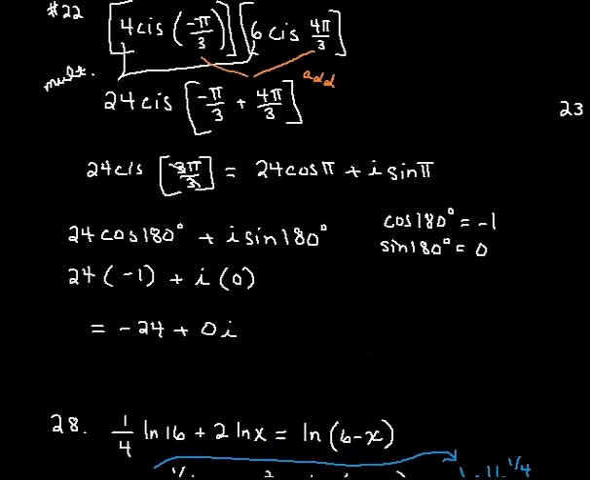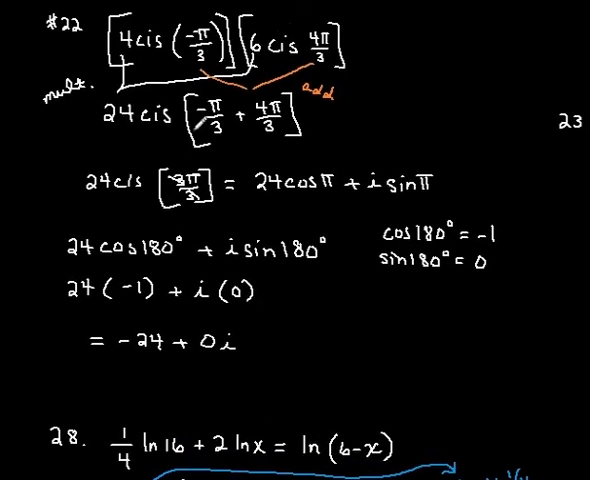Okay, cis problems. You're multiplying two of these, which are just complex numbers with trigonometric functions. So if we're multiplying two complex trigonometric expressions together, you multiply the numbers in front together. That's how I got 24. 4 times 6 is 24. And you add the arguments together. So it would be negative pi over 3 plus 4 pi over 3. You add those together and you get 24 cis of pi. Because this would be 4 pi minus 1 pi is 3 pi. 3 pi over 3 is just pi.